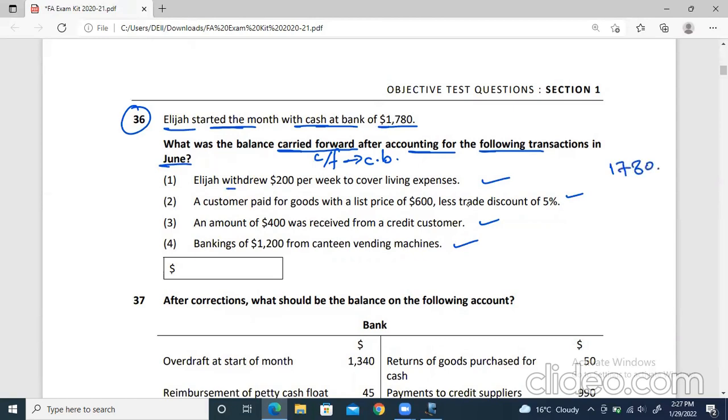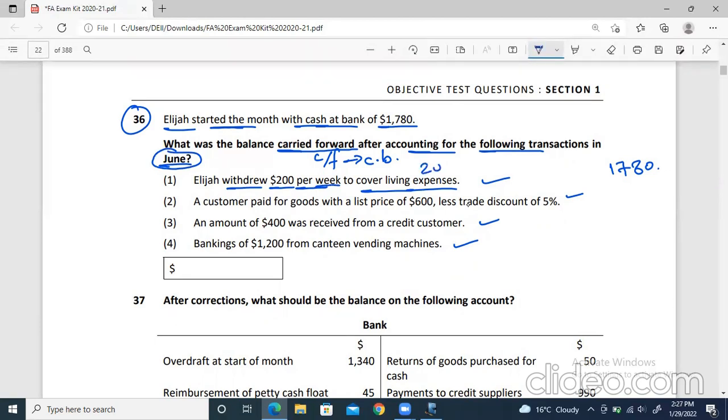Now, Elijah withdrew 200 per week to cover living expenses, right? So that means the entry would be credit bank, because she's taking money out of the bank, so it's getting minus, and debit expenses. Exactly. Now we basically have to tell it for June, for the whole month. This is per week, so we have to convert it into monthly. How many weeks are there in a month? There are 4 weeks, right? So for 1 month, it will be 200 multiplied by 4. This will give us $800, right? So for the first transaction, I'll minus 800 from this.